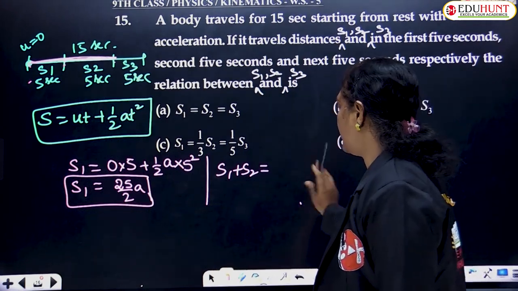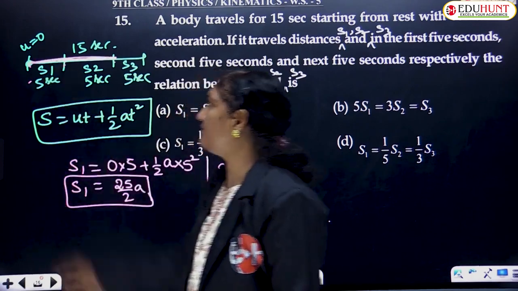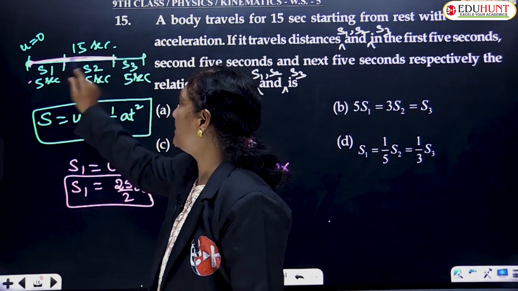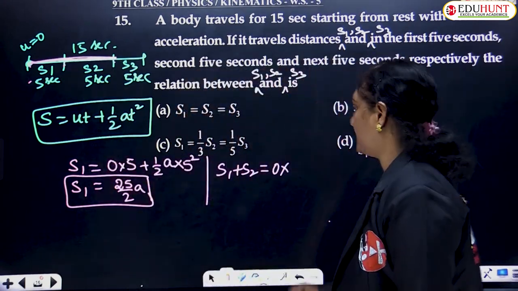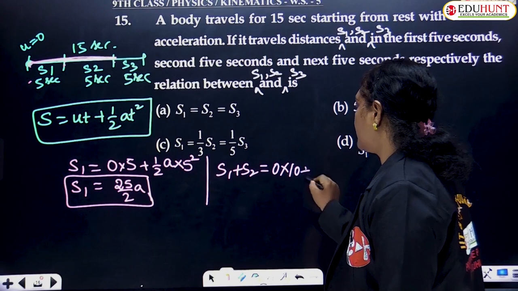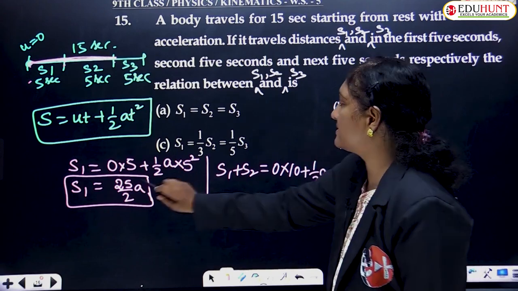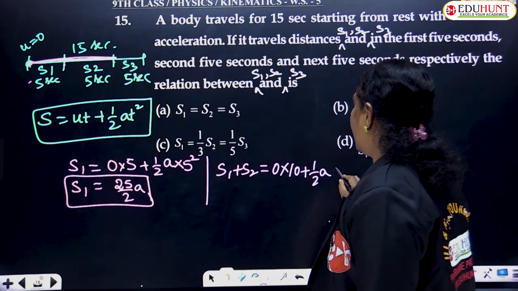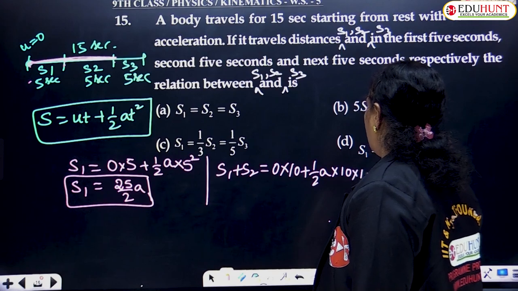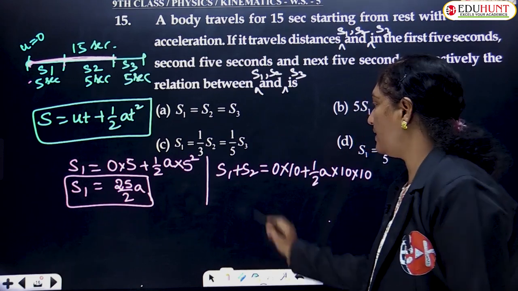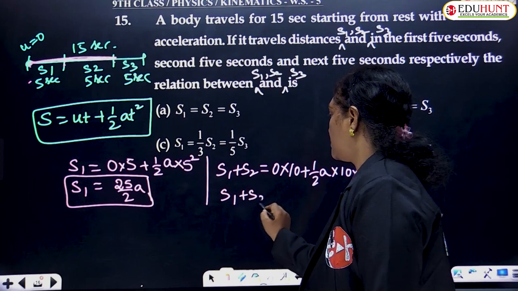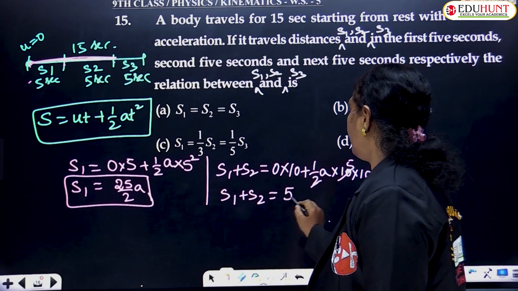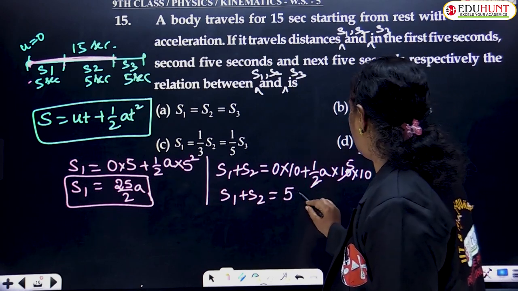What is S1 plus S2, children? Again, for this total distance, initial velocity is taken as 0. So 0 into time. From here to here 5 and here to here 5, so total time was 10 seconds. So 0 into time plus half a, same acceleration, uniform acceleration it will travel, constant acceleration. T square means 10 square, 10 into 10. 0 into anything is 0.